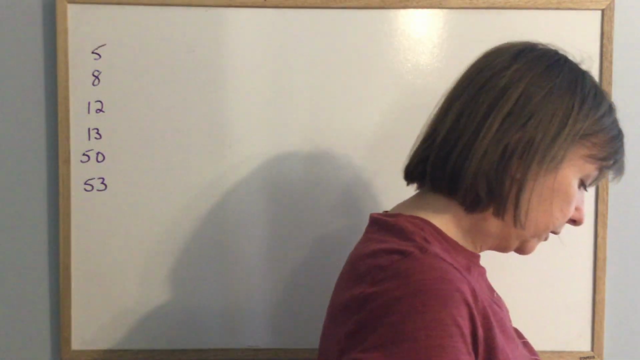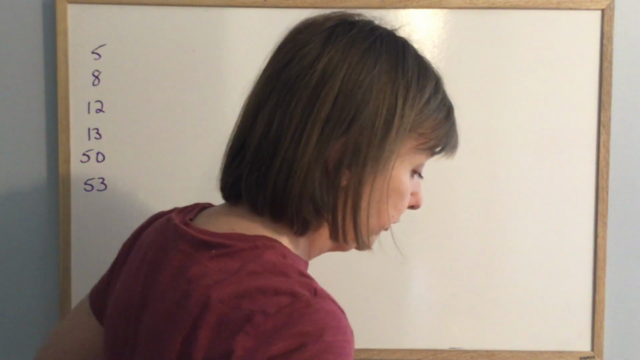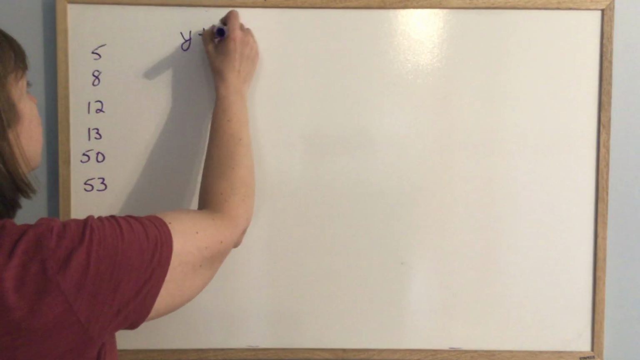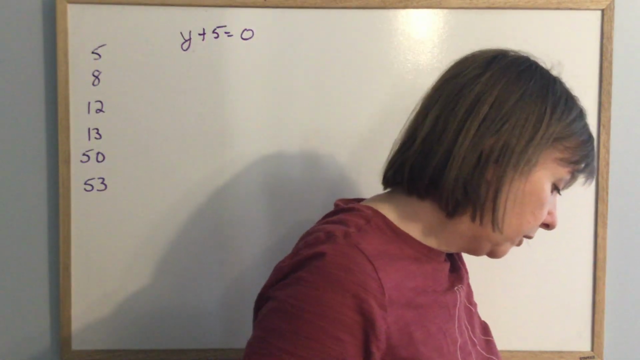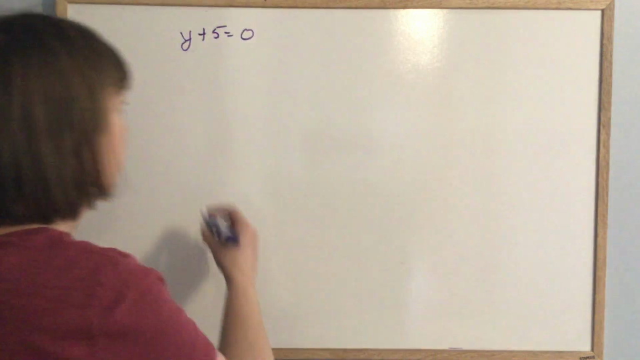Number 5 says, find the coordinates of any points of intersection. So y plus 5 equals 0. Oh, I know why this is a problem. Y plus 5 equals 0, and x squared plus y squared is 169.